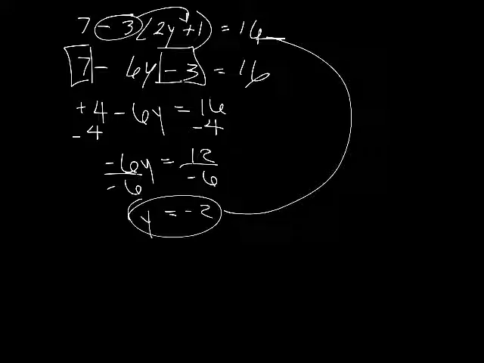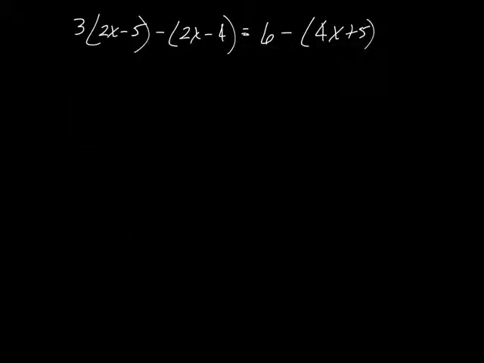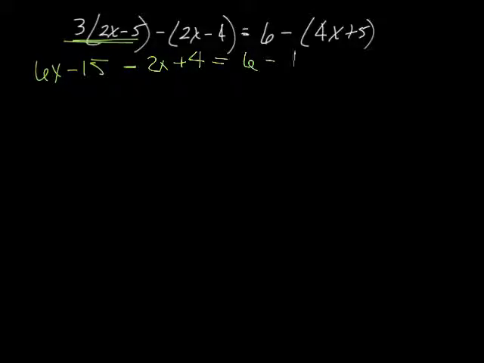Alright, so example 4. So in this particular one, you've got to be a little bit careful with your signs when you do your distributive property. So let's do that one. 3 times 2x is 6x. 3 times negative 5 is negative 15. Minus, and again, I remind you, if we're going to take these parentheses off, remember if there's a minus in front, we change the sign of everything in there. So we're going to change the 2x to a minus 2x, and the minus 4 to a plus 4. So we change it to its opposite. We're going to do the same thing here. We're going to change our 4x to a negative and our 5 to a negative.